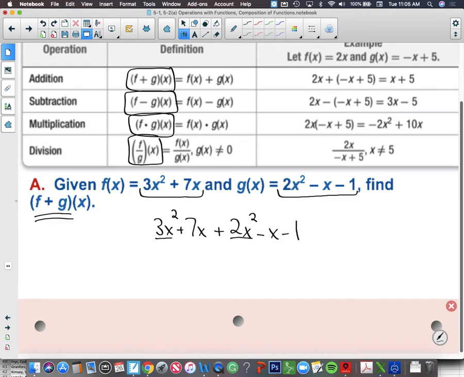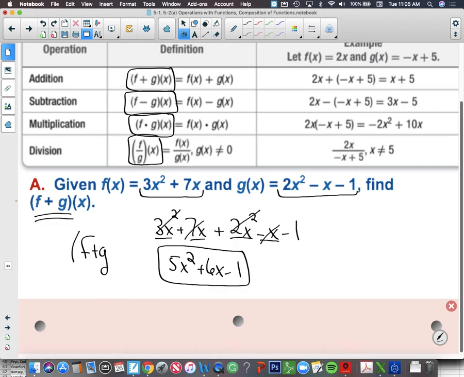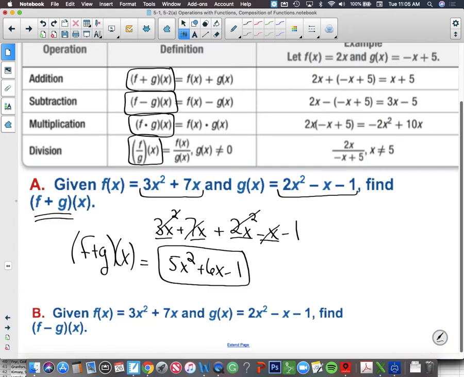So I add the x squareds together. That'll give me 5x squared, so those are taken care of. I'm going to add my x's together, so I have a 7x and a negative x. That's going to give me plus 6x, so those are taken care of. And then I have a negative 1 on the back end. So that's it. So f plus g of x is that, 5x squared plus 6x plus 1. Okay, just for the sake of time, this one's fairly simple. I'm not going to have you guys add another one. We are going to look at a subtraction one, though.